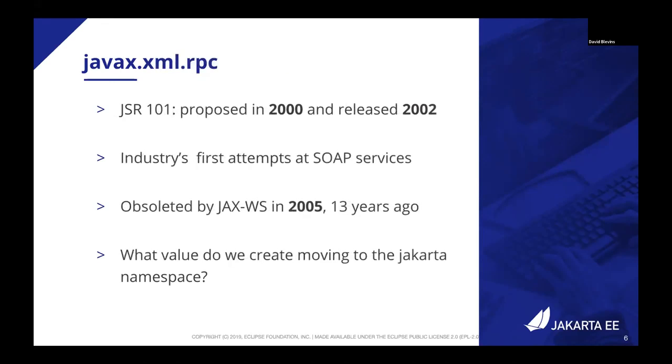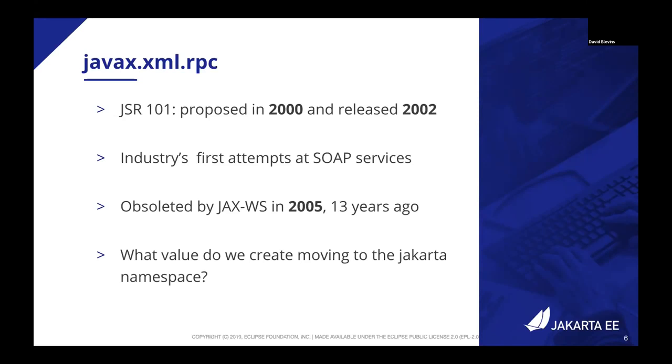Another specification, which is definitely legacy, is JSR 101, the javax.xml.rpc package. Proposed in 2000, released in 2002, it largely reflects the industry's first attempt at SOAP services and was immediately deprecated by JAX-WS in 2005. That was 13 years ago, and JAX-WS has been the dominant way to do SOAP for Java EE in the last 13 years. If you're using SOAP in Java EE, it is probably JAX-WS.